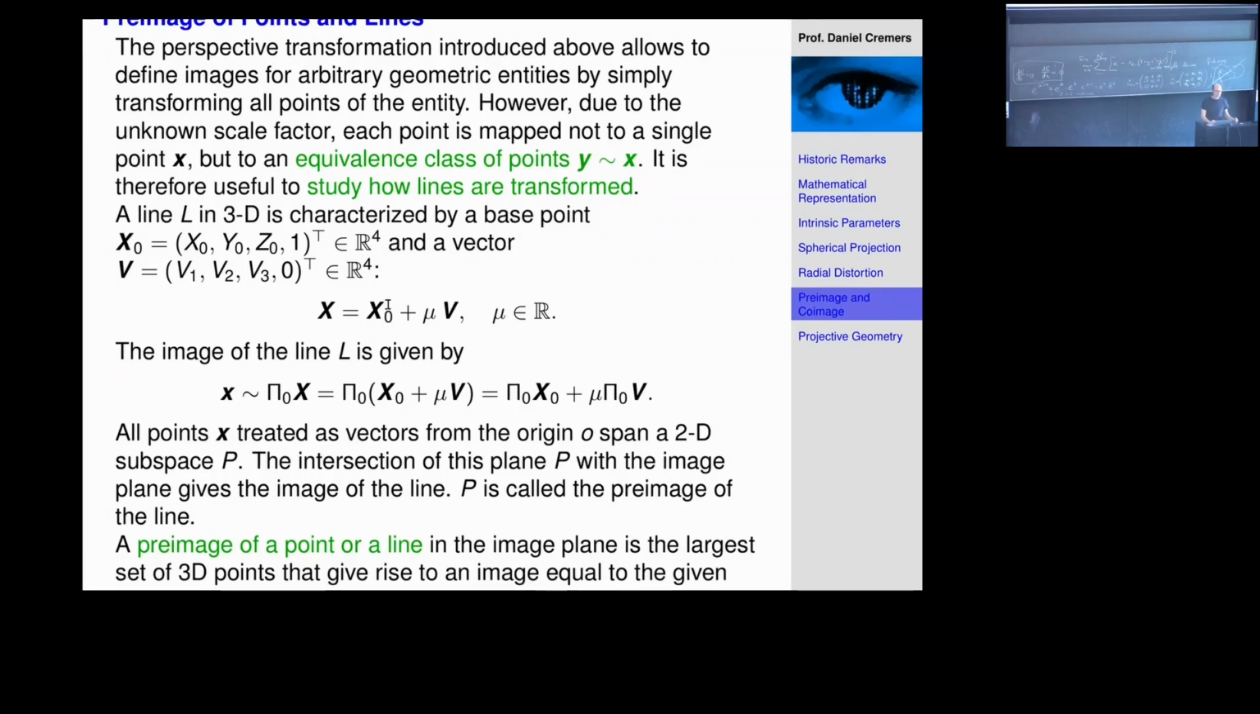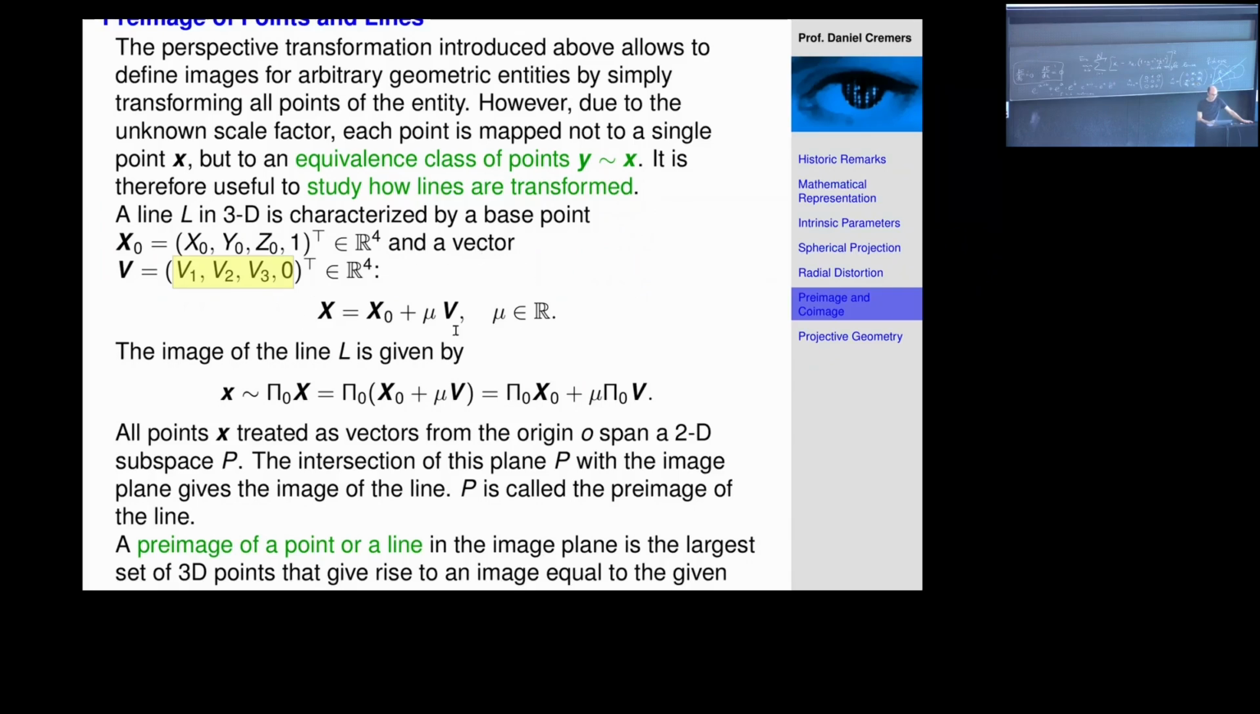How do we represent a line mathematically? Well, the line in 3D, so in homogeneous coordinates, a 4D vector, has an origin, let's call it x0. And then an offset vector, and the offset vector in homogeneous coordinates has the last component 0, so that all the points I get here have the last component 1. So x0 plus mu times the offset v. And mu is some real value. And that's a way to parameterize all points on this line.